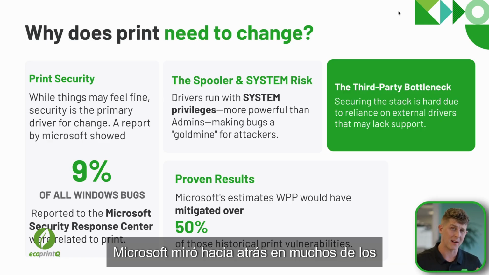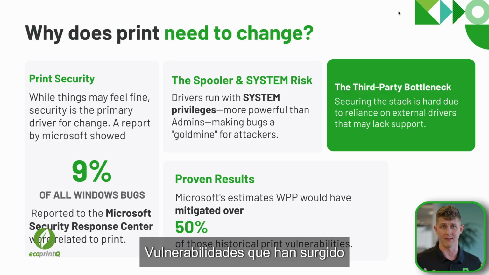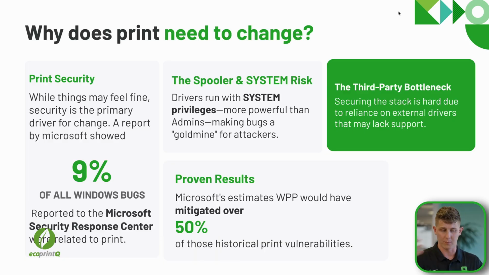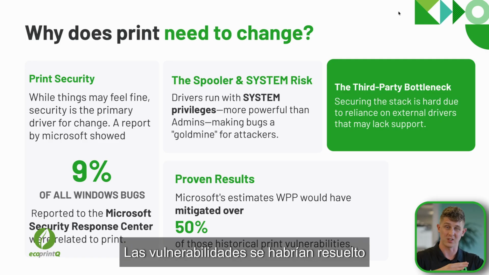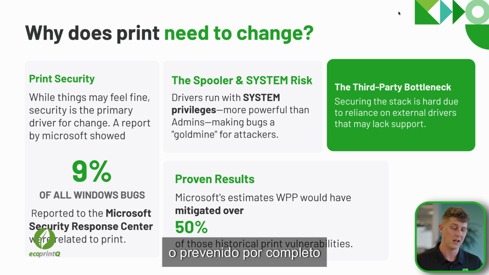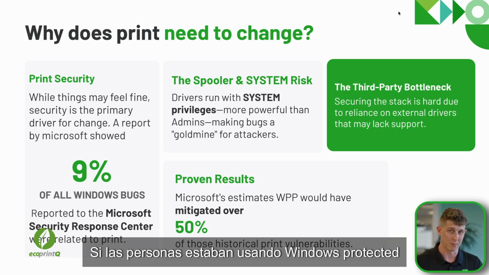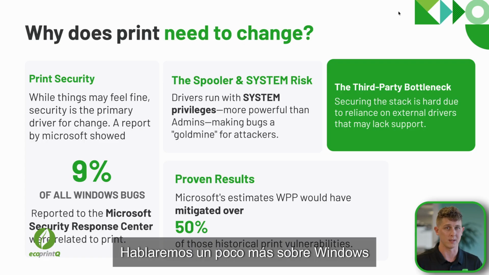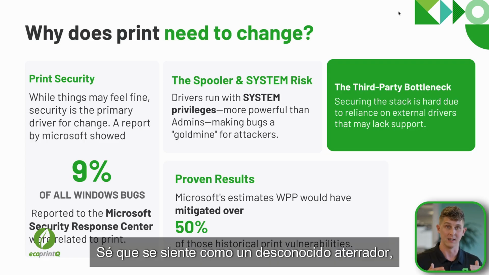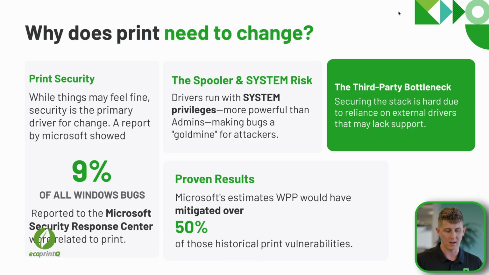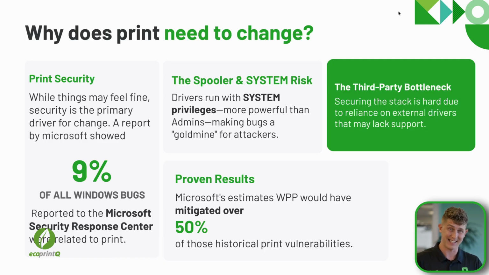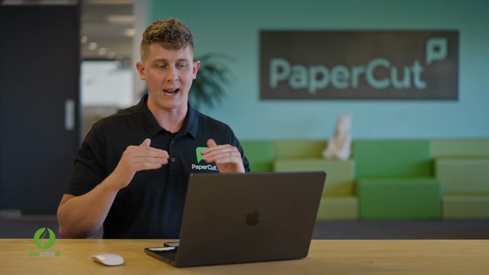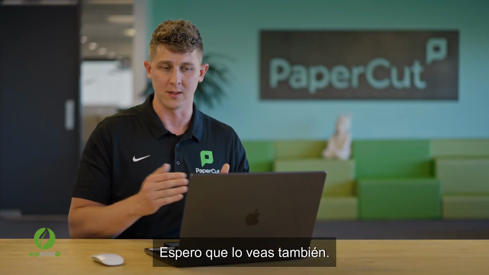Now, Microsoft looked back at a lot of the vulnerabilities that have come up historically over the last few years, and they've estimated that 50% of those vulnerabilities would have been solved or prevented altogether if people were using Windows Protected Print. And we'll talk a little bit more about Windows Protected Print. I know it feels scary and unknown, but the thing to think back on is, wow, 50%, that's pretty solid. And so I can see why this change is needed, and hopefully you see that as well.